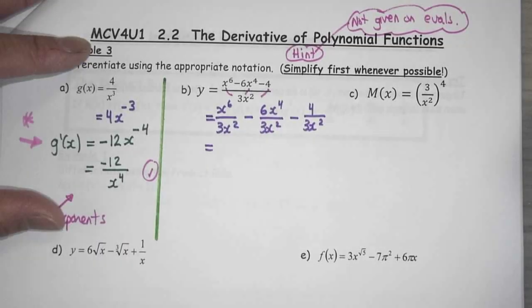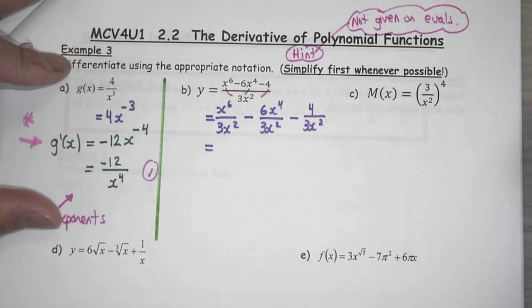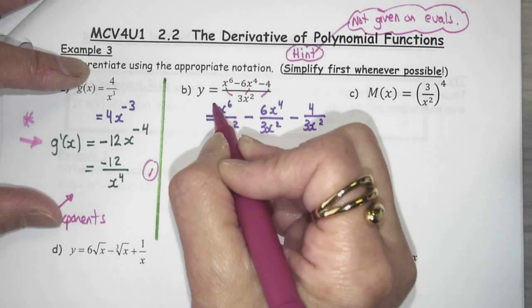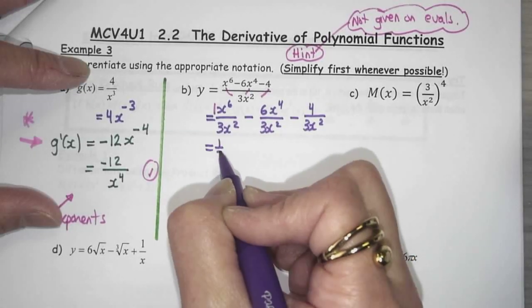So equals. Now, what I want to do is I want to keep the number in front. Imagine, if you will, there's an invisible 1 here. So I'm going to put 1/3 there.